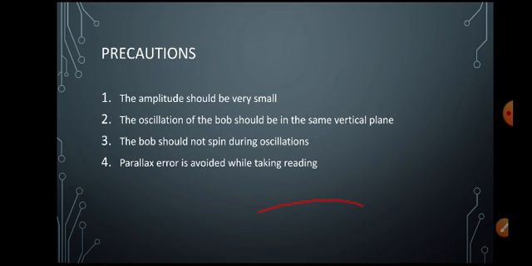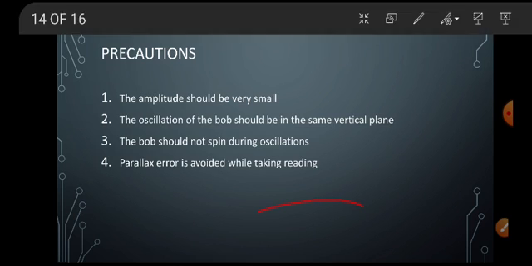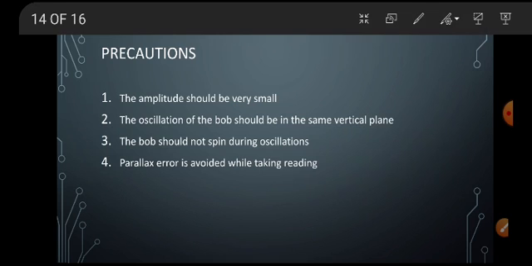That's why you have to take more readings when you are performing the experiment. By that, you can minimize the errors. By using this simple pendulum, you can also find out the percentage of error in measuring the g value at your place. This is not in our syllabus.